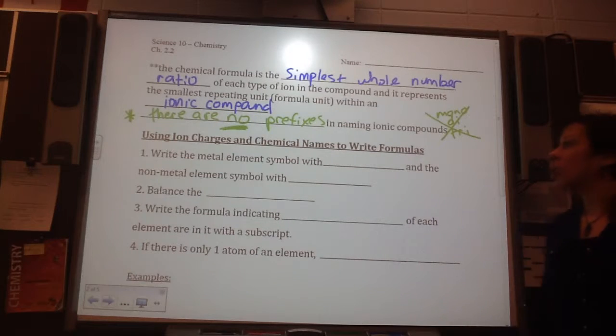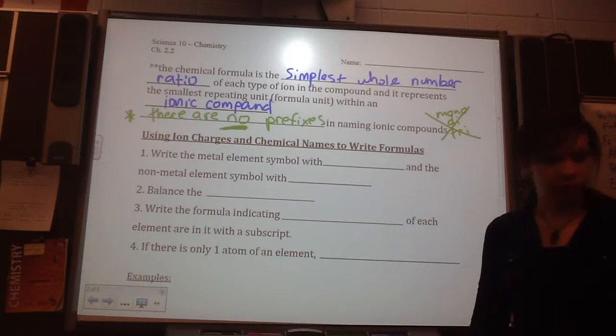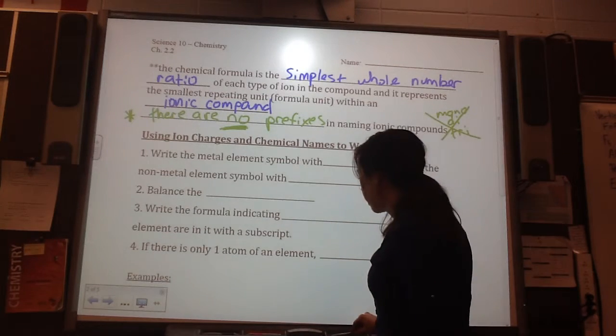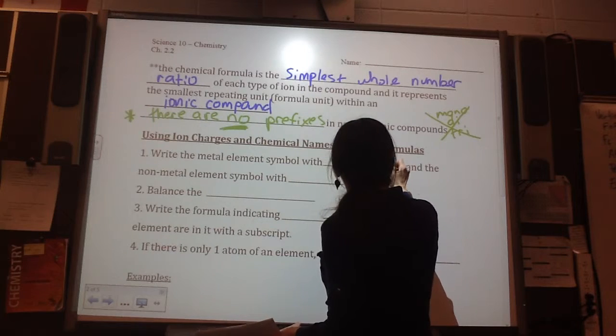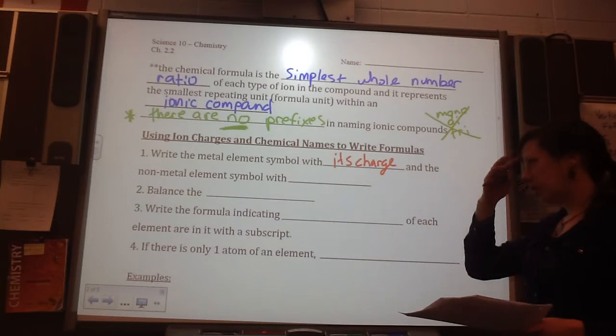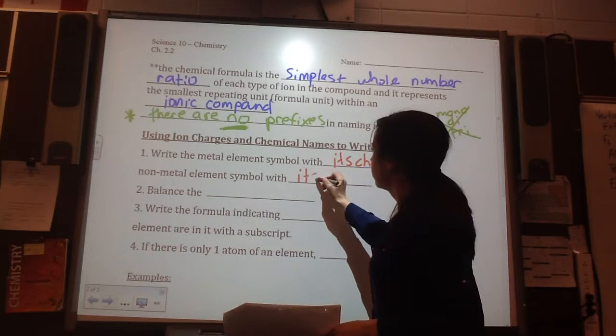Okay? So how do you know about the numbers? Because you guys were wondering about the numbers. So if you don't get to use mono, di, tri, how do you know about the numbers? Okay? So I show you. Write the metal element symbol with its charge, and the non-metal element symbol with its charge.